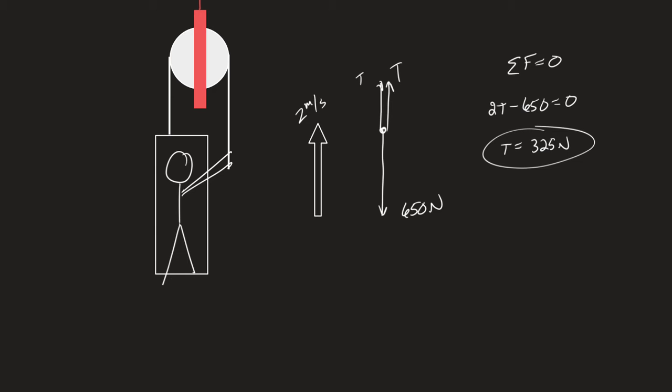But if he wants to accelerate, then he'll have to pull harder on the rope. And that's part B. In part B, they say that he is going to pull with 400 newtons of force. So what is the acceleration of the box? Well, in part B, the net force no longer equals 0, it equals ma. But it's still going to be 2T minus mg equals ma. And in this case, that's going to be 2 times 400 minus 650 equals 65a.